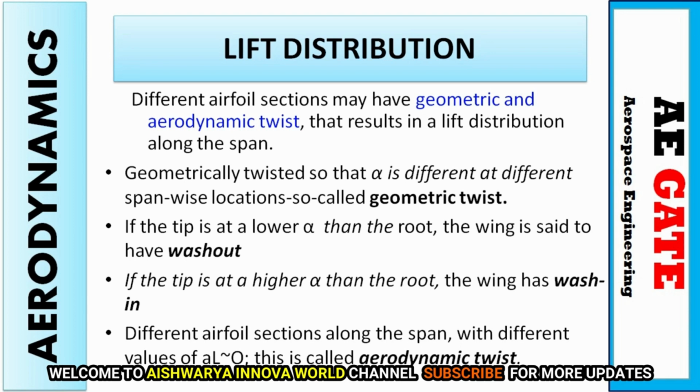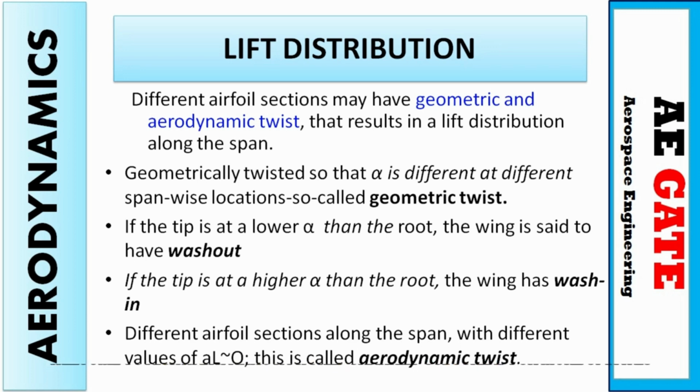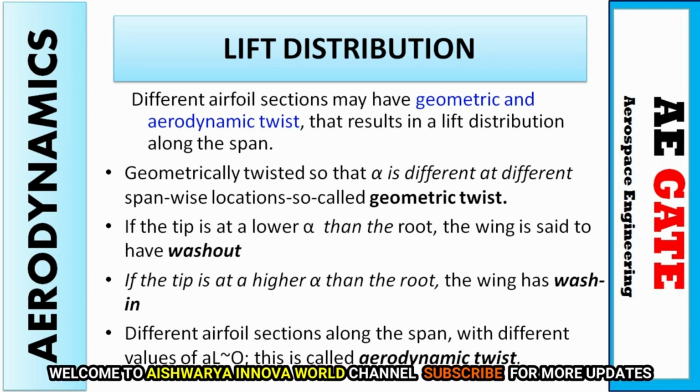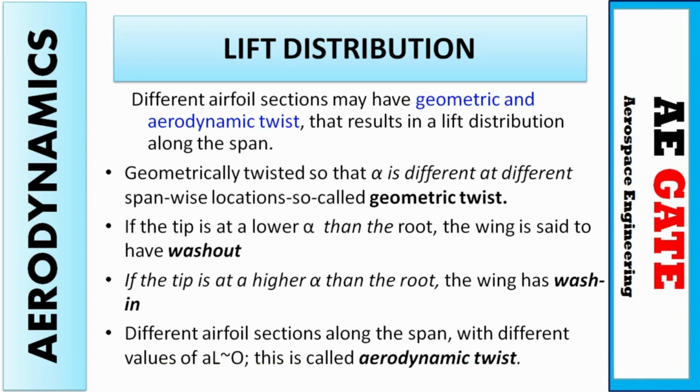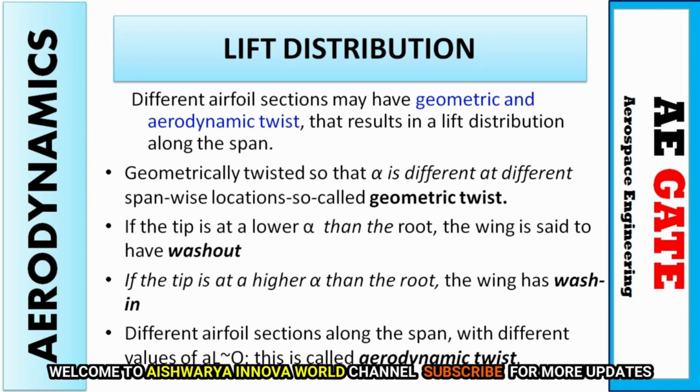Different airfoil sections along the span with different values of alpha when CL equals 0 is called aerodynamic twist. These are important questions they might ask, and match the following from these respective notations.